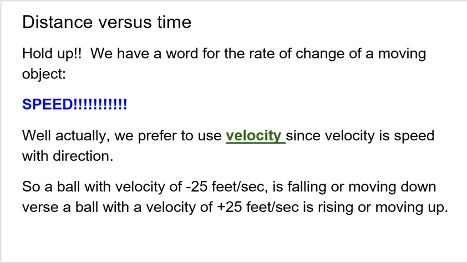All right, so let's talk about these problems. Every problem that we looked at, the three examples, we were looking at distance versus time. Now, hold up. We have a word for the rate of change of a moving object. When an object is moving, you throw a ball in the air, you roll a ping pong ball, you push a car, we say that object has speed. Speed is just a fancy word for rate of change. If you're driving in a car at 30 miles per hour, your rate of change is literally 30 miles per hour. That is a rate of change.